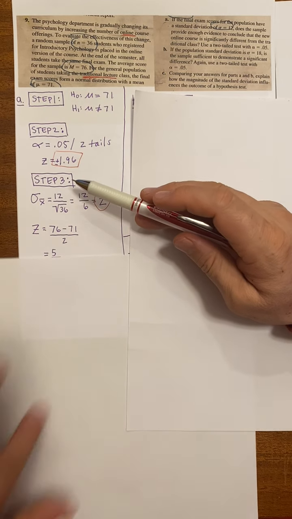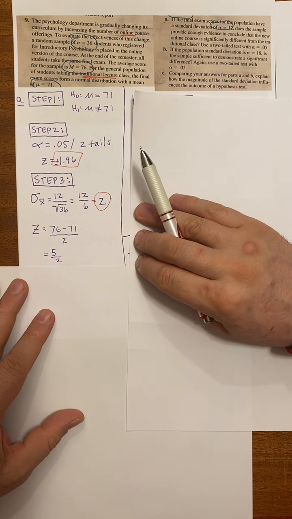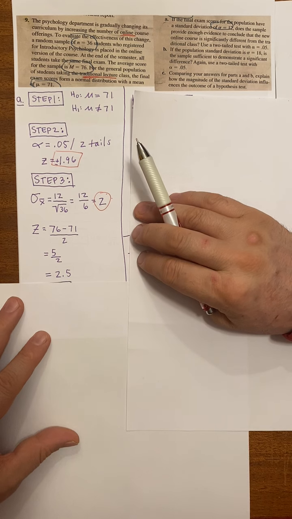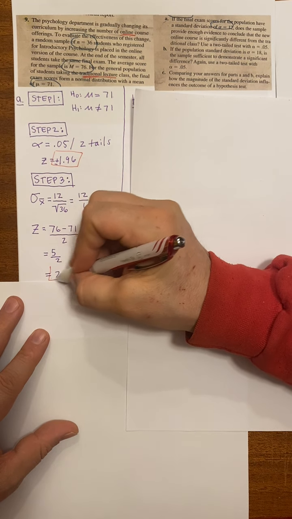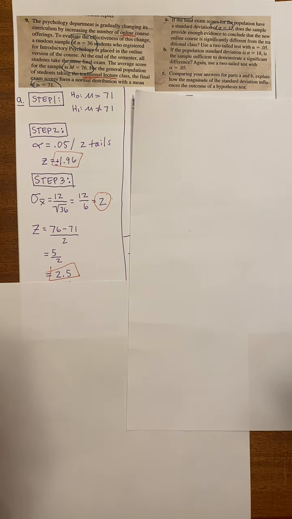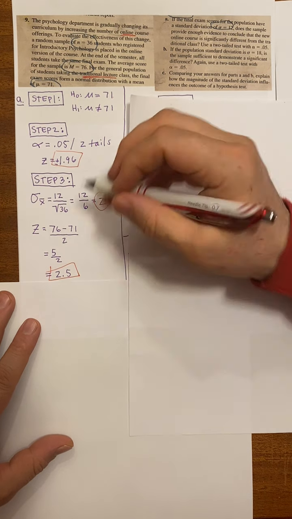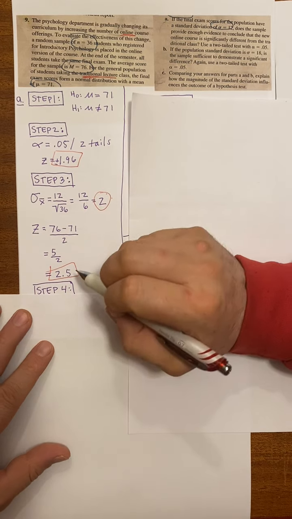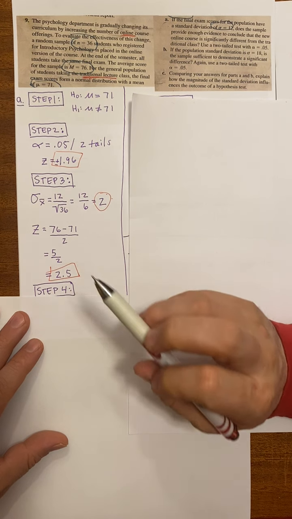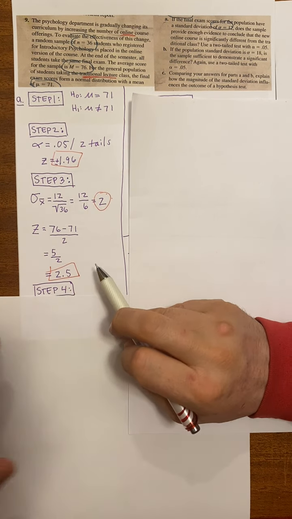So we solve that equation, and that gives us 5 over 2, which gives us a z of 2.5. Okay, now, remember, at this point, we're about to go into step 4. Step 4 is where we make our decision. Was our treatment effective or not effective?